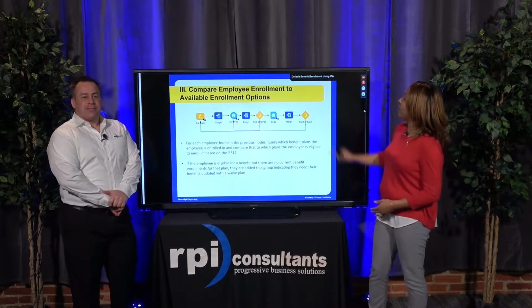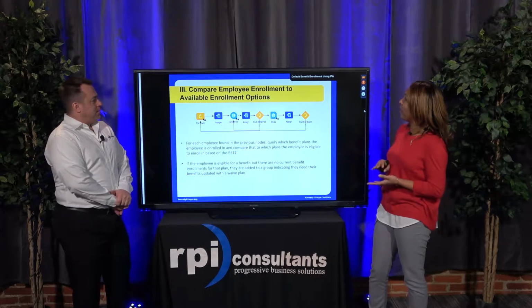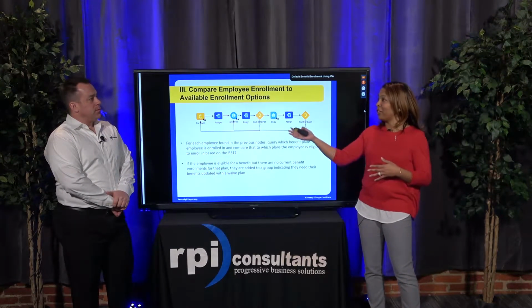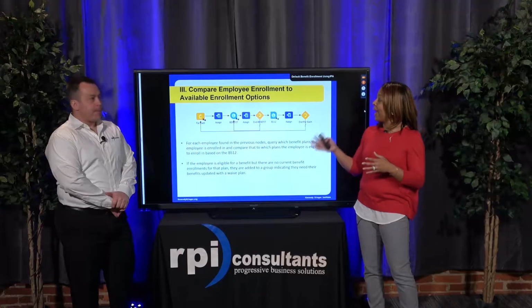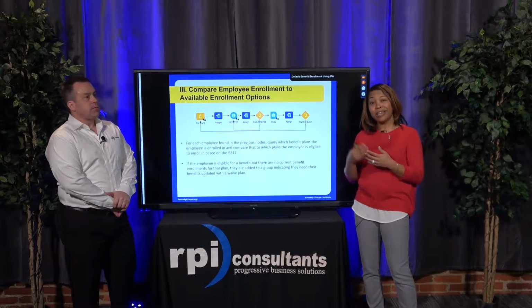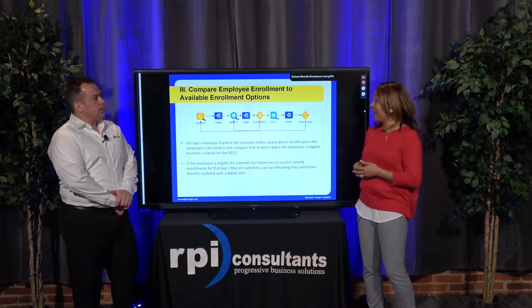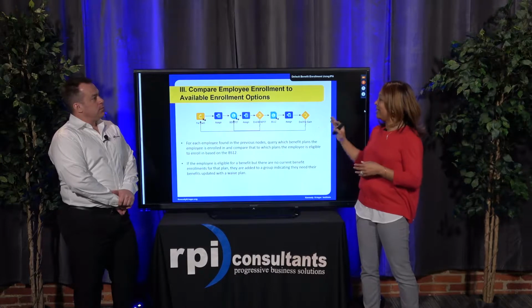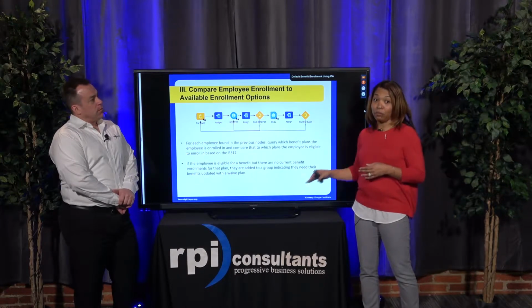All right, so next we're going to compare the employee enrollment to the available enrollment options. So we already went through, as Jeff said, we identified the plans that were available to them based on whether they were new hires or life events. And now we're going to compare what they actually are enrolled in to those options that they have in the system. And we're trying to identify the gaps. What didn't they enroll in that they were available to enroll in?